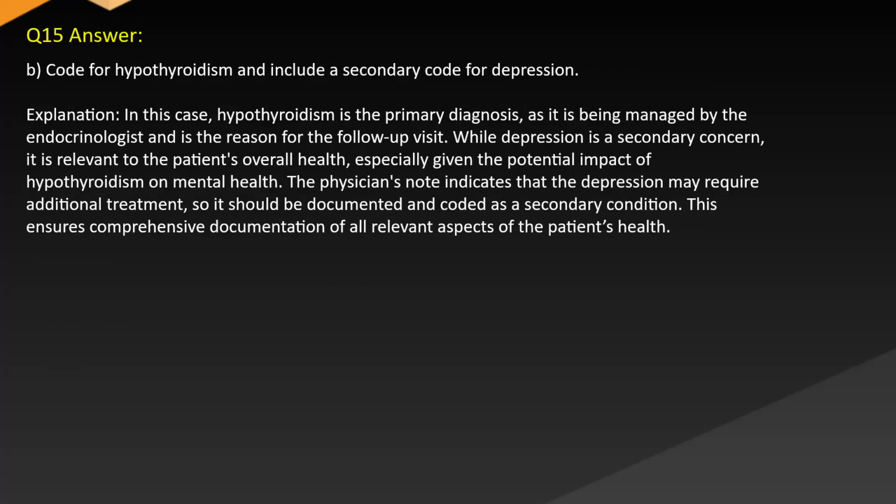Answer. B. Code for hypothyroidism and include a secondary code for depression. Explanation. In this case, hypothyroidism is the primary diagnosis as it is being managed by the endocrinologist and is the reason for the follow-up visit, while depression is a secondary concern. It is relevant to the patient's overall health, especially given the potential impact of hypothyroidism on mental health. The physician's note indicates that the depression requires additional treatment, so it should be documented and coded as a secondary condition. This ensures comprehensive documentation of all relevant aspects of the patient's health.